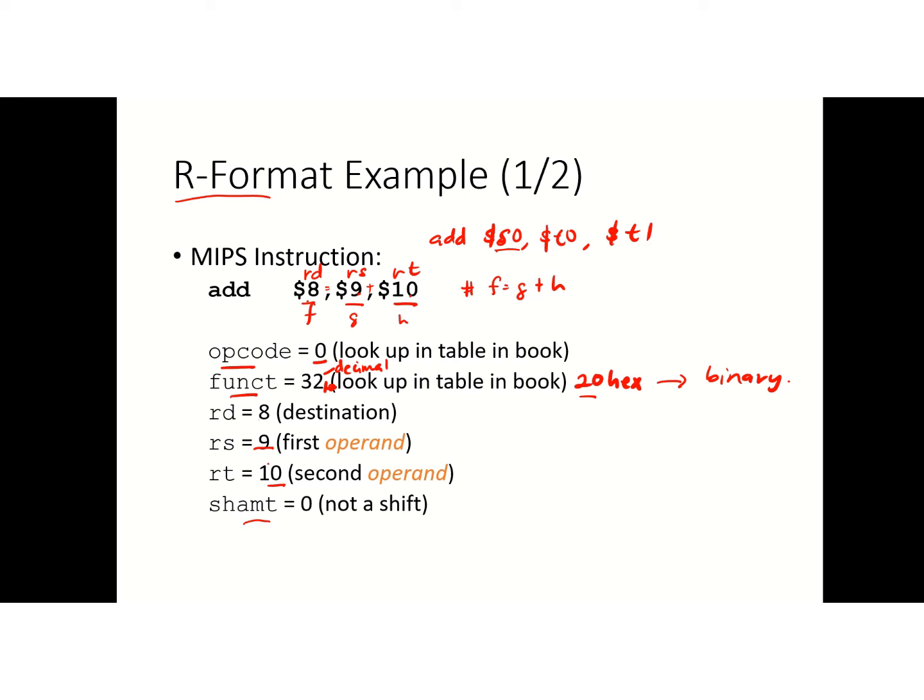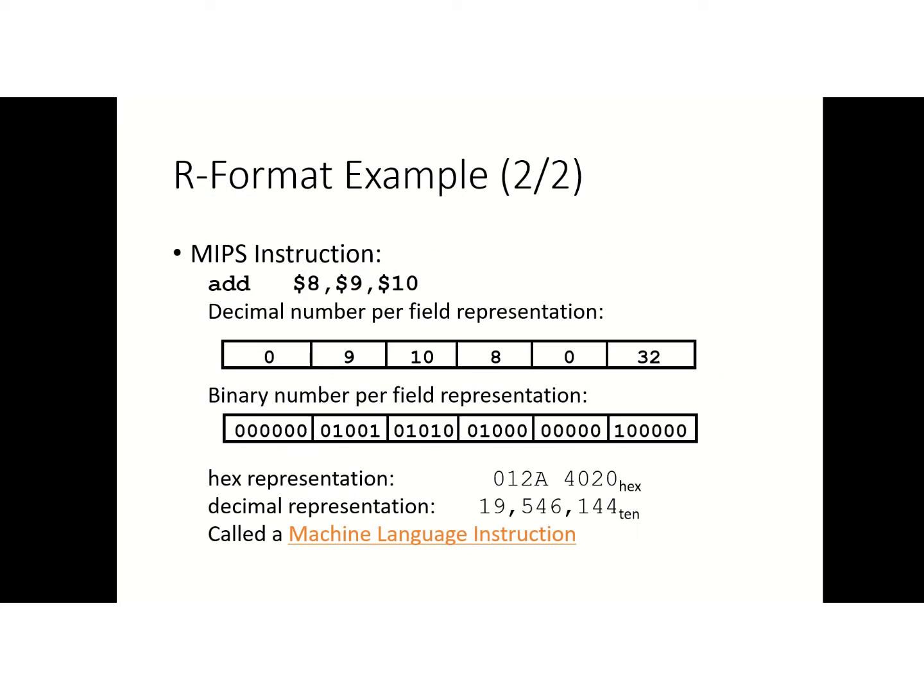What about the shift amount? This is not a shift instruction. This is an add. So the value of the shift amount will be 0. Now, once we have determined the values, we put them inside the fields. This is opcode, RS, RT, RD, shift amount, and then function. So when we put a value, then we need to translate it into binary.